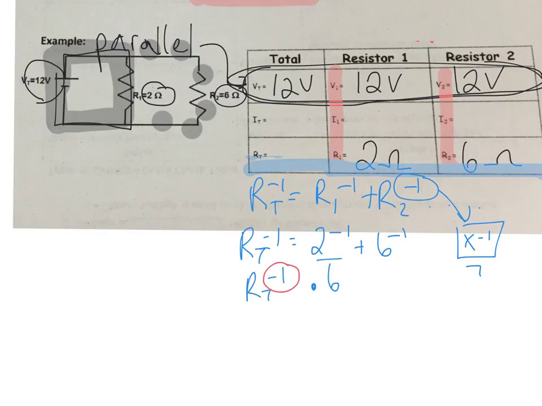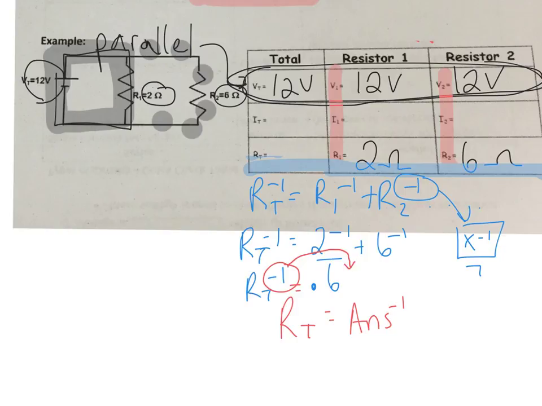Now remember, this has an inverse on that total. So I want to take it and apply it to my answer in order to be able to cancel it out, to get rid of it. So my total resistance is actually going to be the inverse of 0.6 repeating.